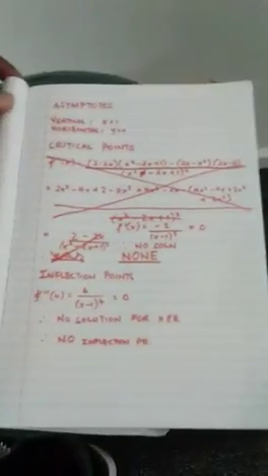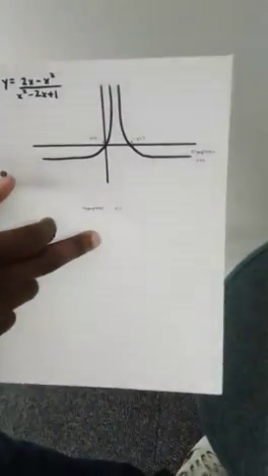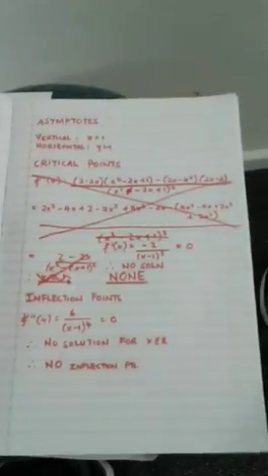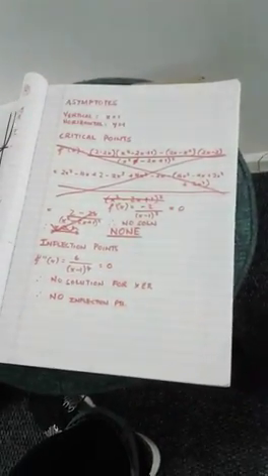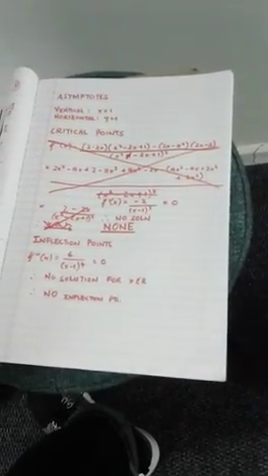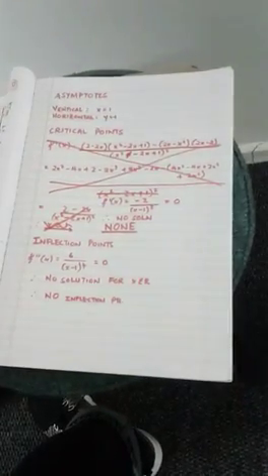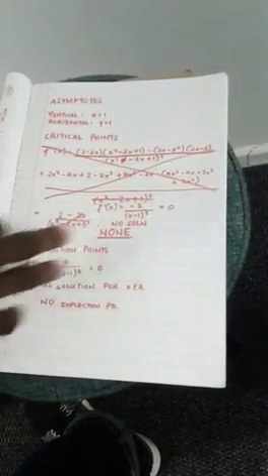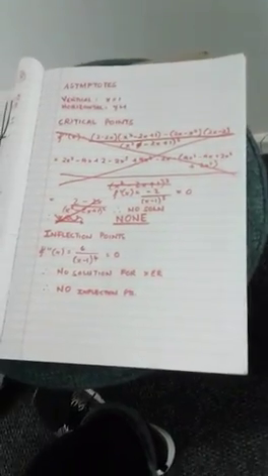Okay, and then asymptotes, as I've already said, the vertical asymptote is at x equals 1, and the horizontal asymptote is at y equals negative 1. And then in the critical points, there are no critical points. We solve for the first derivative and make it equal to 0, and when we do that, we find that there is no critical point on the graph.